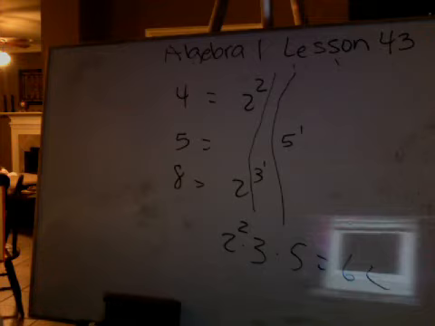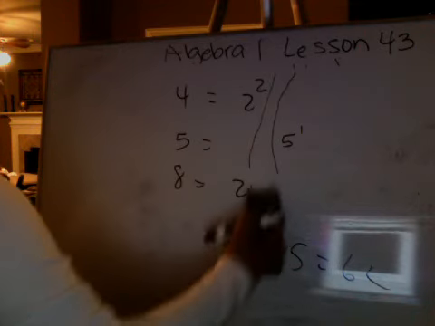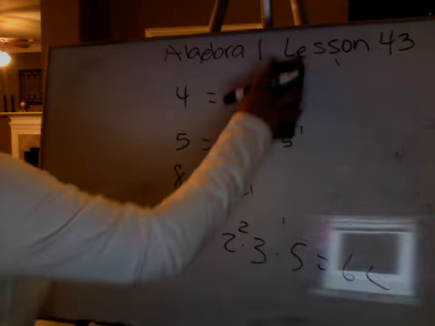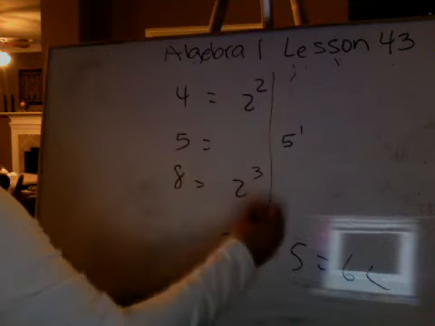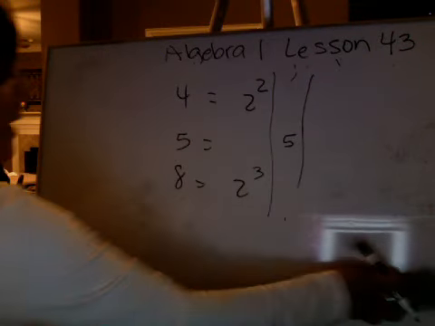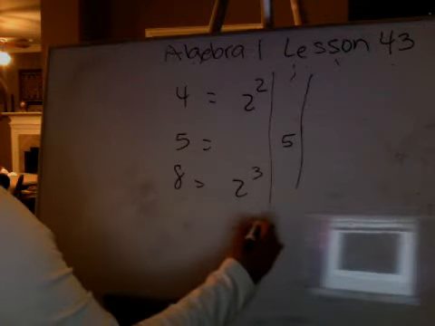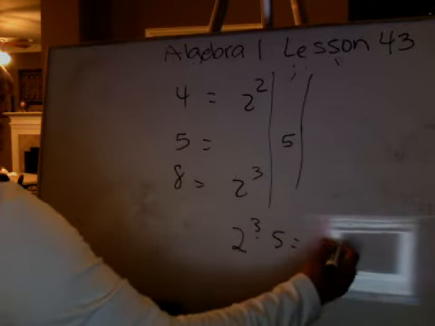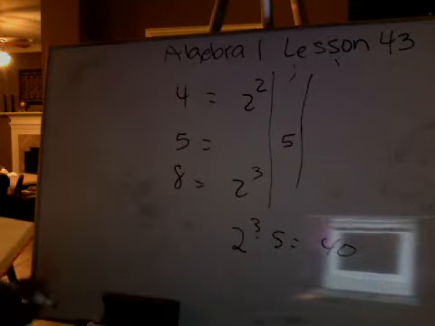I'm sorry. This didn't work out because this is 2 cubed. Sorry. So you take out, step back here, 2 cubed times 5, which is 8 times 5, which is 40, which is what we said was the smallest LCM.